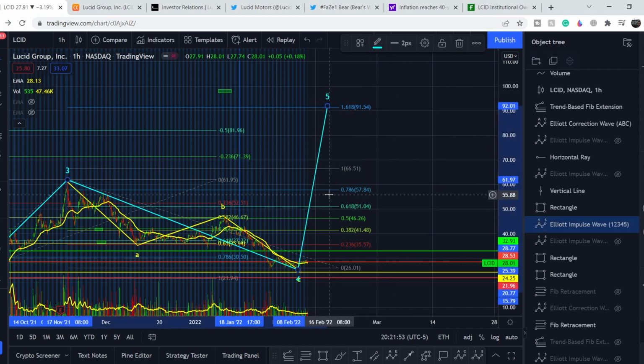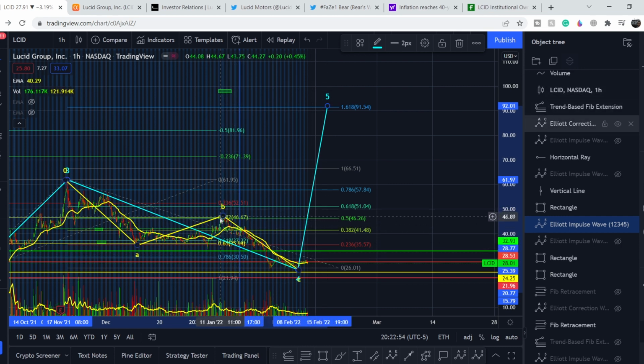But most likely we have the 0.786 and 1-to-1 extension, and the main price points are $57.84 and $66.51. And definitely right here we have the top of our third wave, and it is the previous swing high, and this range also might be a range of resistance where we might have at least a reaction. And the ranges in between $57.84 and $66.51 are the primary targets for the period of at least 10 to 18 months.